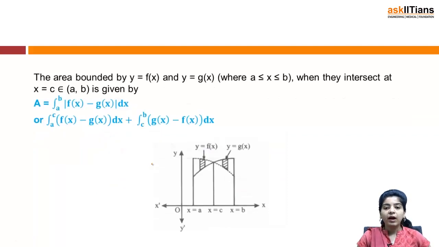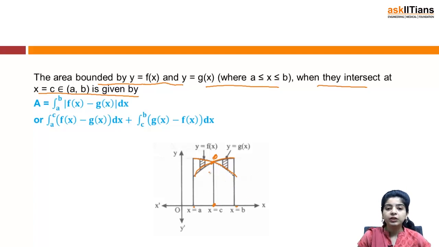Next case that we have is the area bounded by y equal to f(x) and y equal to g(x), where x obviously lies between a and b, when they intersect at x equal to c, which belongs to (a, b). Now this is y equal to f(x), this is y equal to g(x), these curves are intersecting at a point c, and this is x equal to c, so these curves are intersecting at the point c which lies between A and B. This is A, this is B.